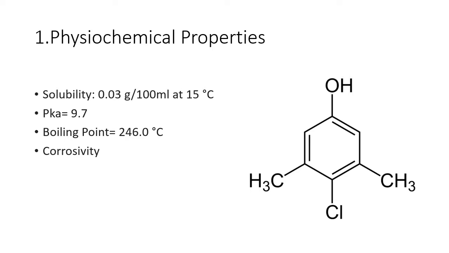Chloroxylenol is a weak acid with a dissociation constant of 9.7, which means that we have to put it in a slightly acidic medium for the unionized form to be predominant, because it is the active form that partitions to the cell membrane and induces its biocidal effects.